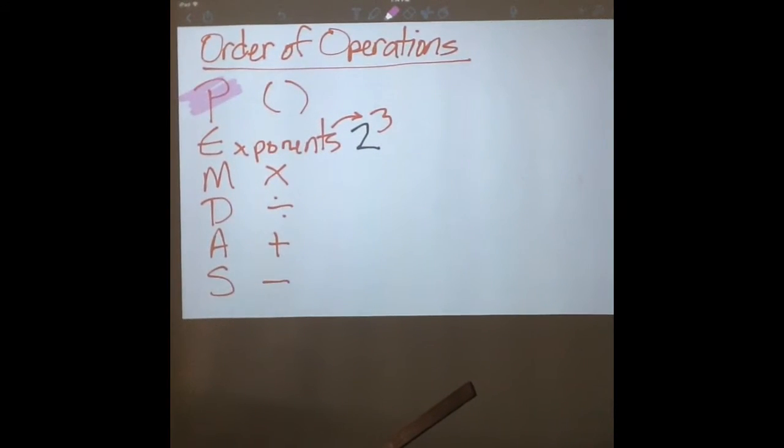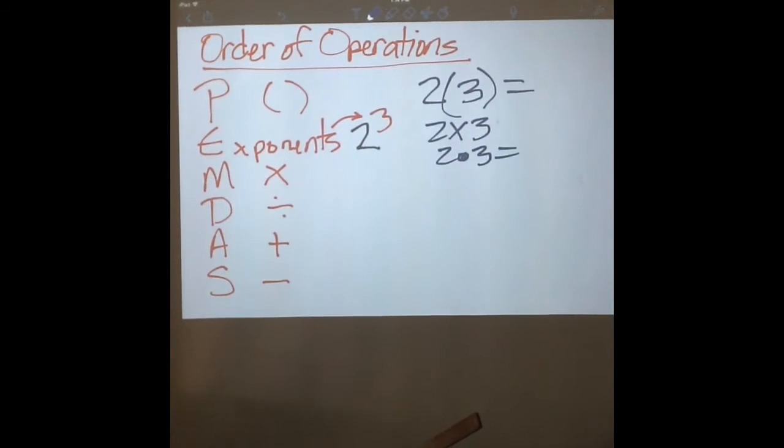So if I wrote a problem with the parentheses, it might go something like this. 2 times 3, right? So this is actually 6. But that's a no-brainer, isn't it? Because you only have 2 numbers you're working with. So let's get rid of that.